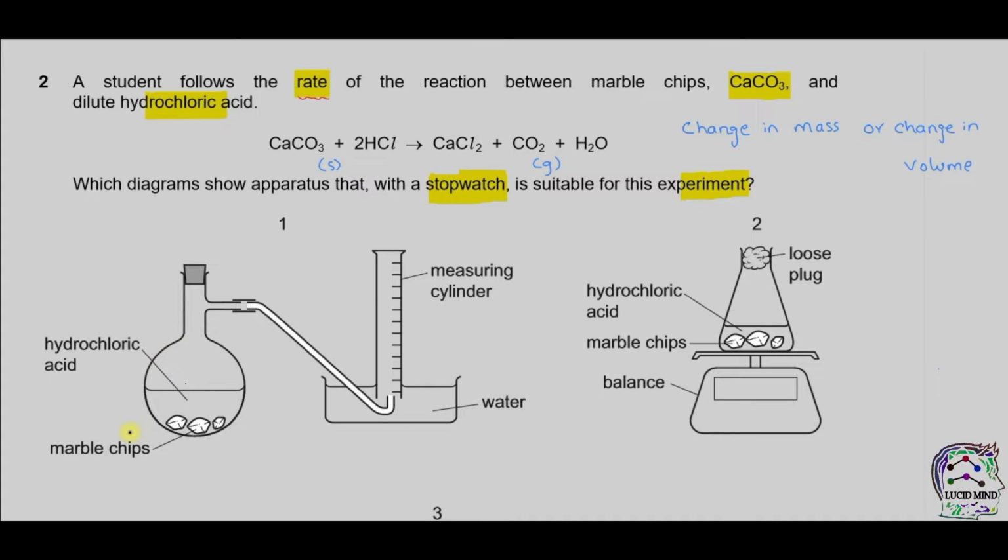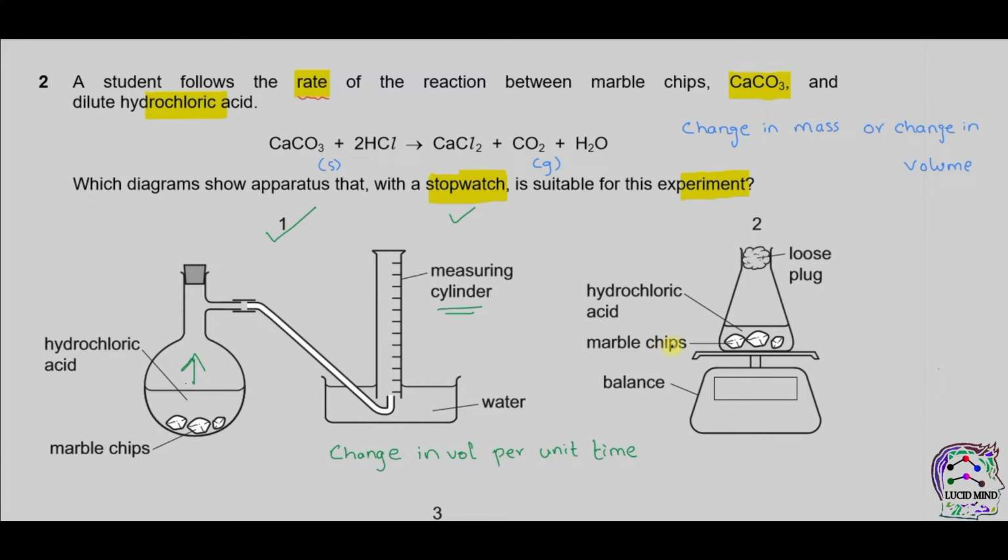In the first experiment, we can see we have marble chips, which is calcium carbonate. It reacts with hydrochloric acid. Now gas is formed and this gas is collected using a measuring cylinder. We also have a stopwatch in each experiment, so therefore we can measure the change in volume per unit time or volume of gas produced per unit time. This will give us the rate of the reaction, so therefore experiment 1 is correct.